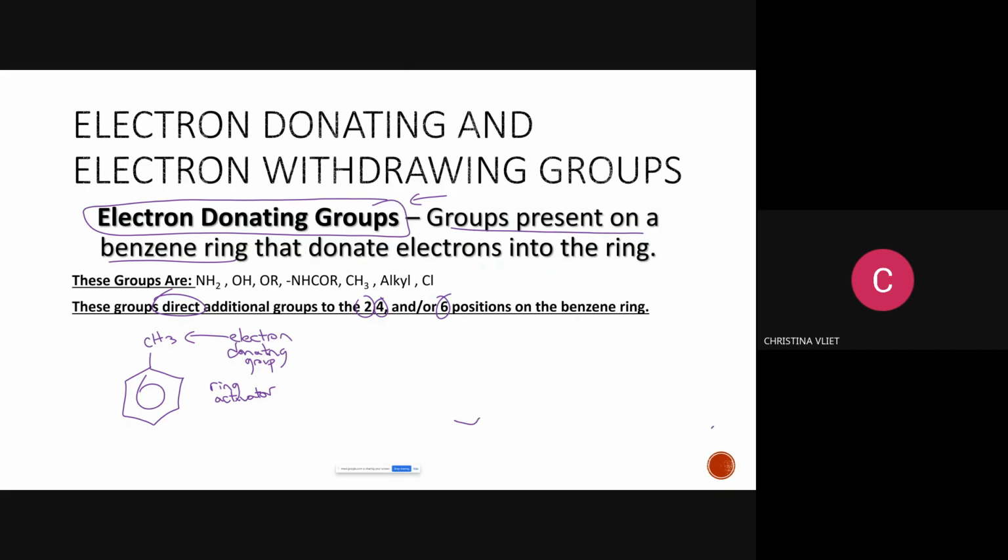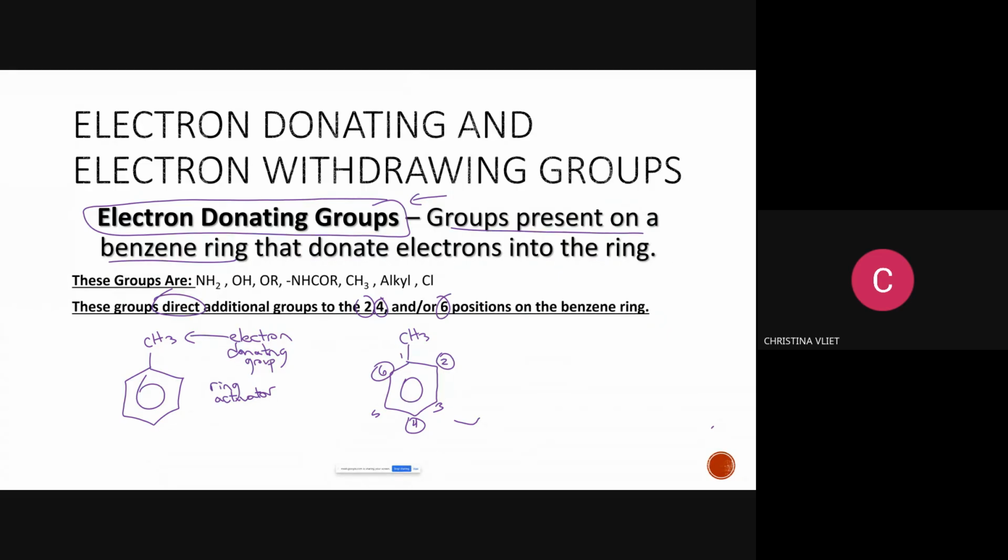We're not going to see that today, but we might see that on Thursday if we get through all of phenol. Ring activator, so it activates the ring. Basically the idea is that if this group is present, then new groups will add. This is carbon 1 of the ring, 2, 3, 4, 5, 6, or you could go clockwise or counterclockwise. So new groups will enter 2, 4, or 6, those positions specifically. So that's what I mean by director.